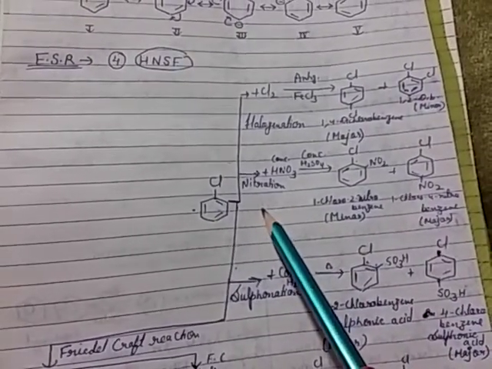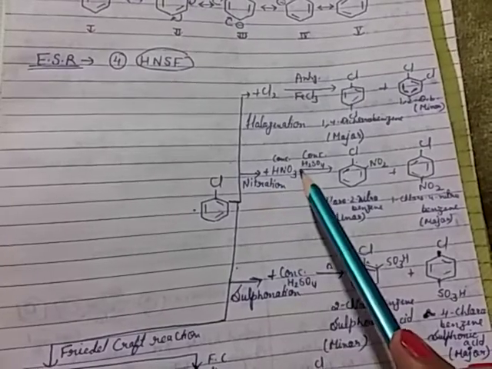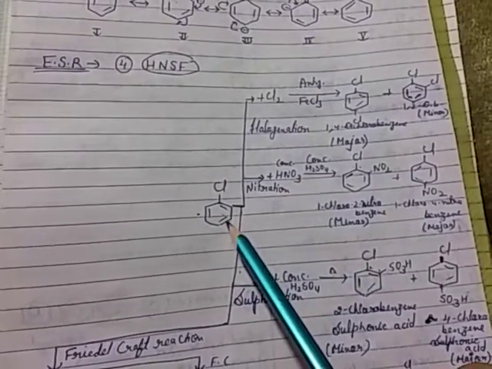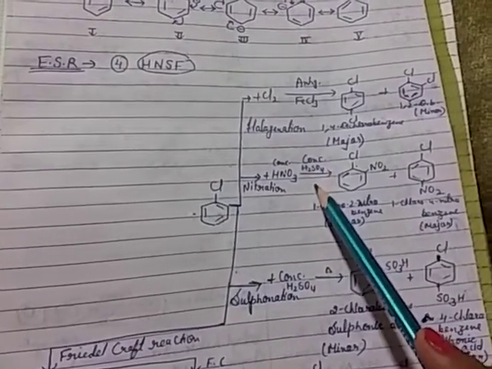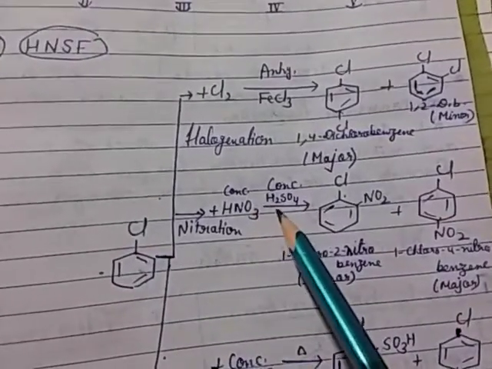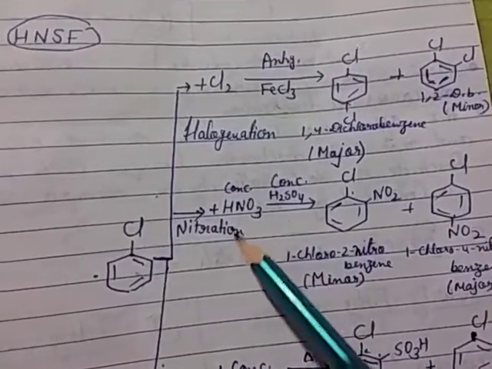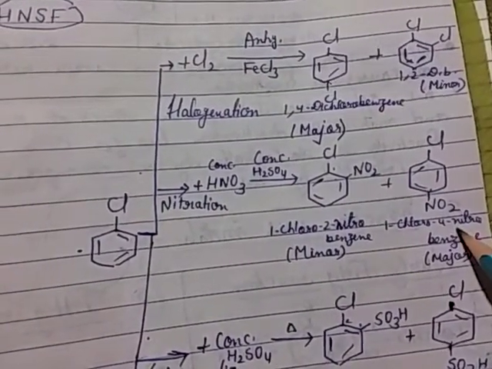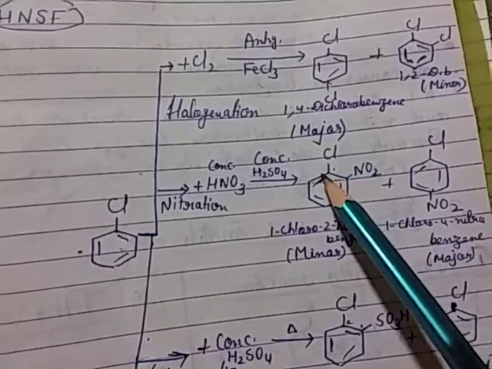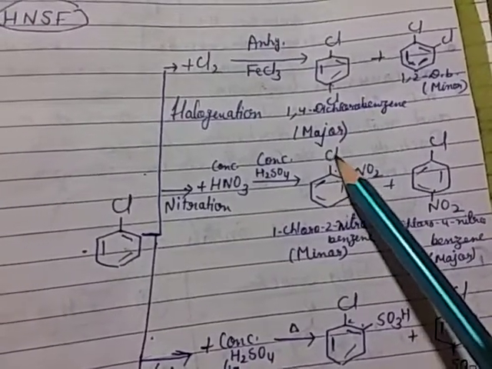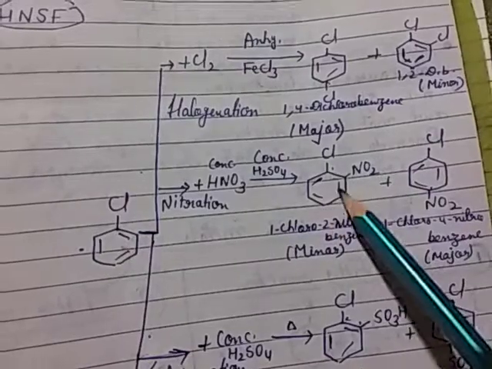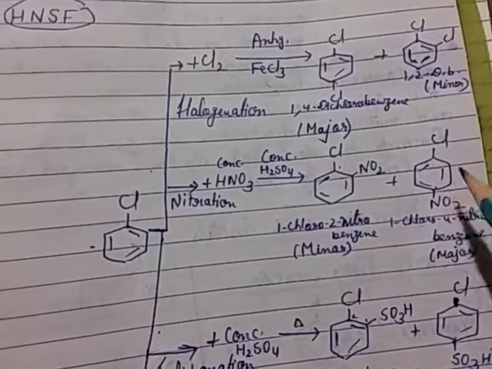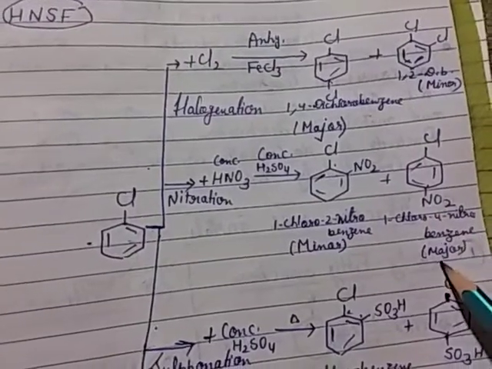Second one, nitration. In nitration, concentrated HNO3 reacts with chlorobenzene in the presence of concentrated H2SO4. Okay, so NO2 attaches at the ortho position and para position. So its name is first number chloro: 1-chloro-2-nitrobenzene, 1-chloro-4-nitrobenzene. And here the para position product is major.